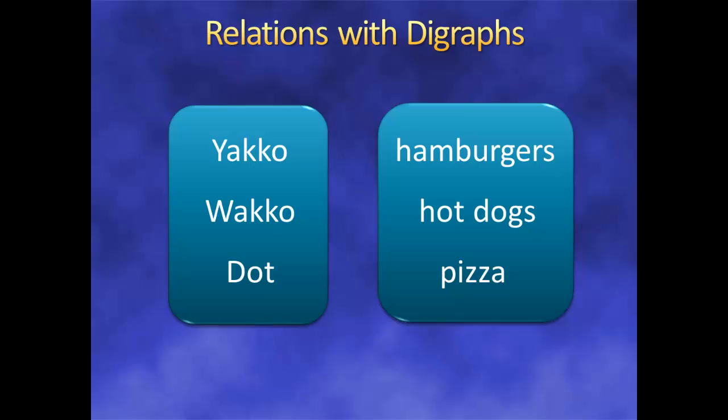Then, if an ordered pair (x, y) is in the relation, that is, if x is related to y, we draw an arrow, starting on the left and ending on the right. The direction of the arrow very much matters, which is why we call it a directed graph. So this is what the graph would look like. Yakko likes hamburgers and pizza, Wacko likes hamburgers, hot dogs, and pizza, and Dot likes none of the 3.